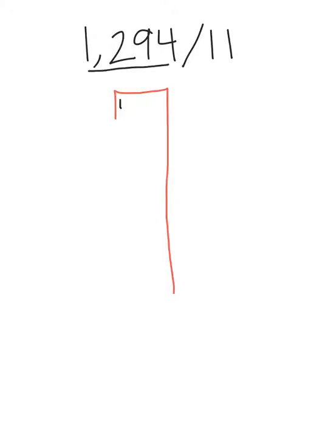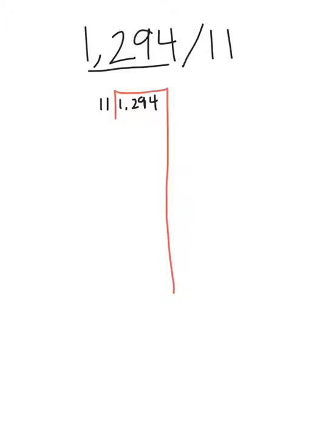So 1,294. And I'm having a little trouble writing this small on my iPad, so hang with me. And that is a comma, not a decimal point. And then we put our divisor, what we're dividing our dividend by, on the outside of the hook. So we're doing 1,294 divided by 11.